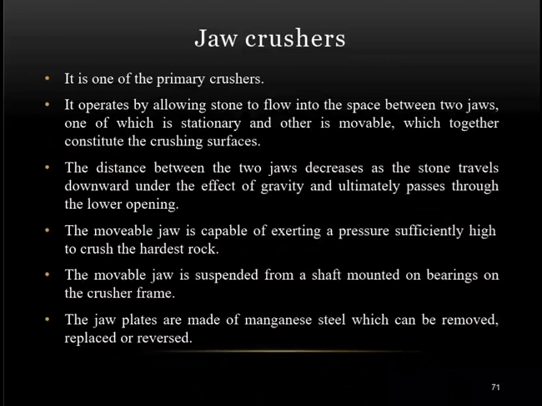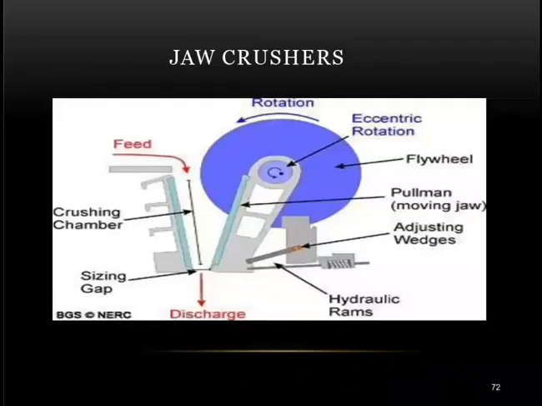The movable jaw is suspended from a shaft mounted on bearings on the crusher frame. The jaw plates are made up of manganese steel, which can be removed, replaced or reversed. So here you can see a schematic diagram of jaw crushers.